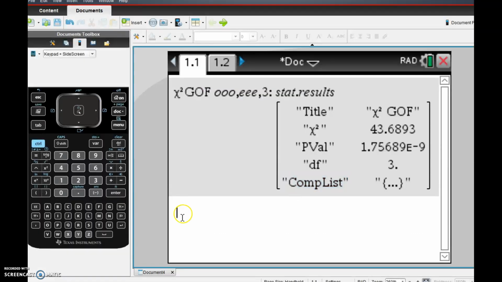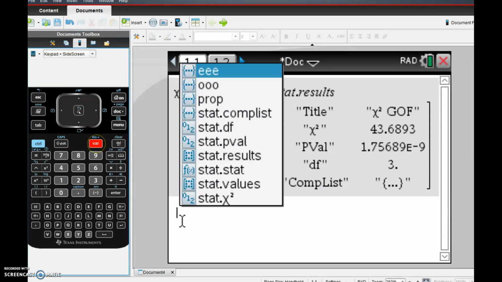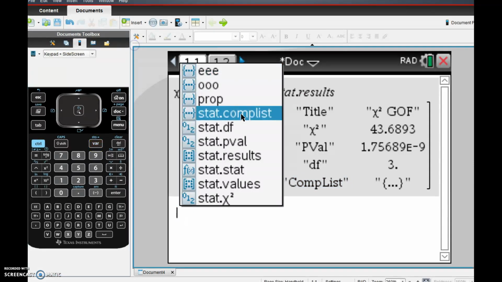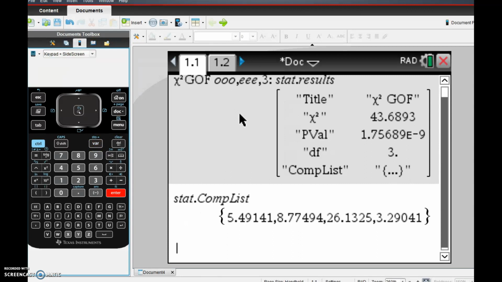Let's take a look at the component list. So go to vars, go to stat component list, hit enter, and you can see this is the... So the first habitat type contributed 5 to this 43. The second contributed 8.8. The third contributed 26, and the fourth contributed 3.3. So this had the highest contribution. This had the second highest. But they all had a pretty good contribution here.